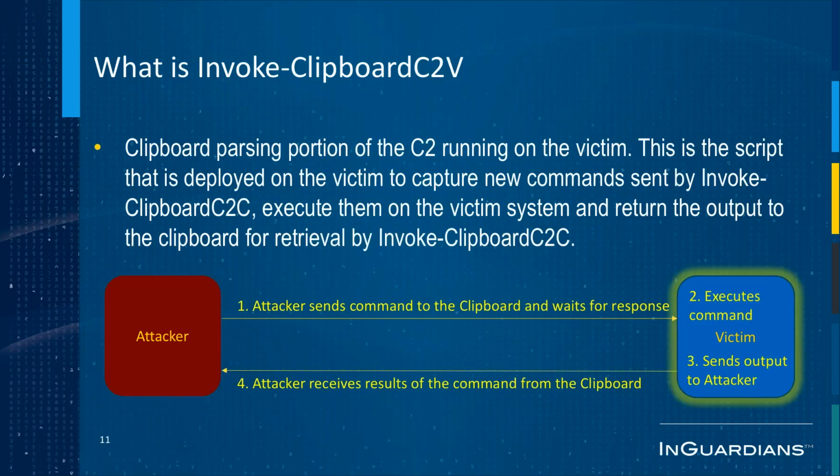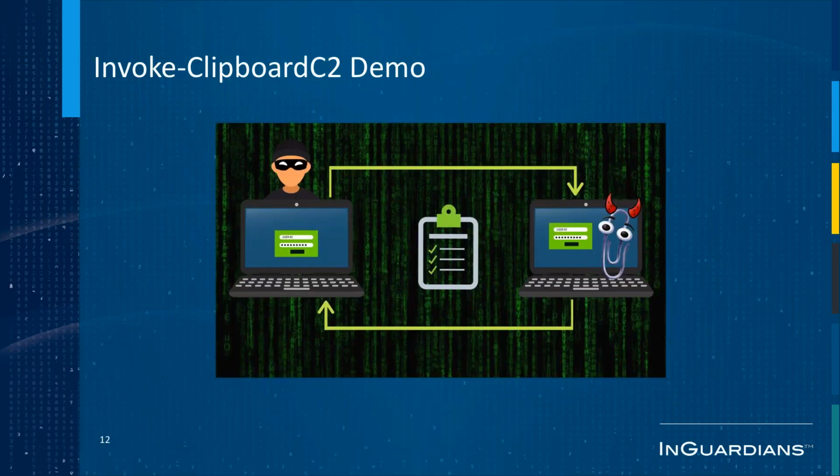The clipboard C2V is basically the victim side. So when the attacker sends a command, it executes the command on the victim side, sends the output to the attacker, and the attacker receives the results on the other side. And this is the Invoke-ClipboardC2 demo.